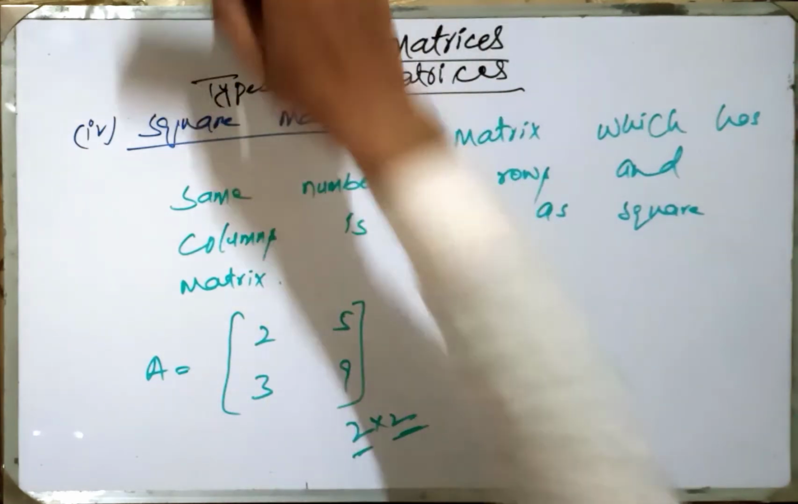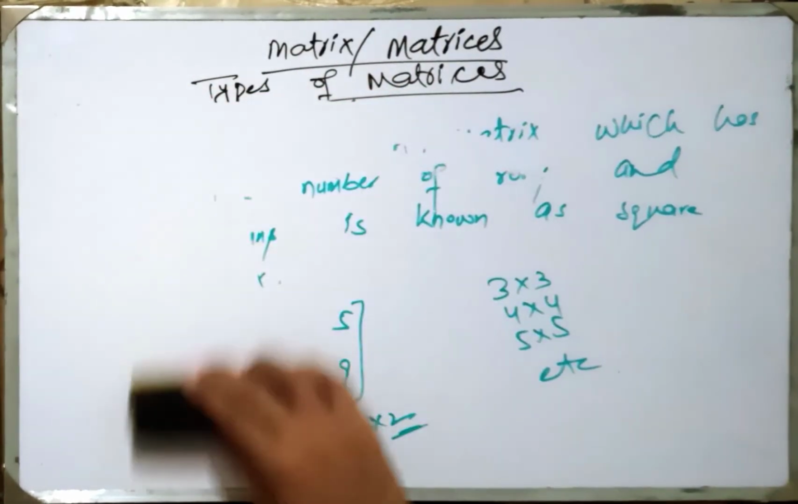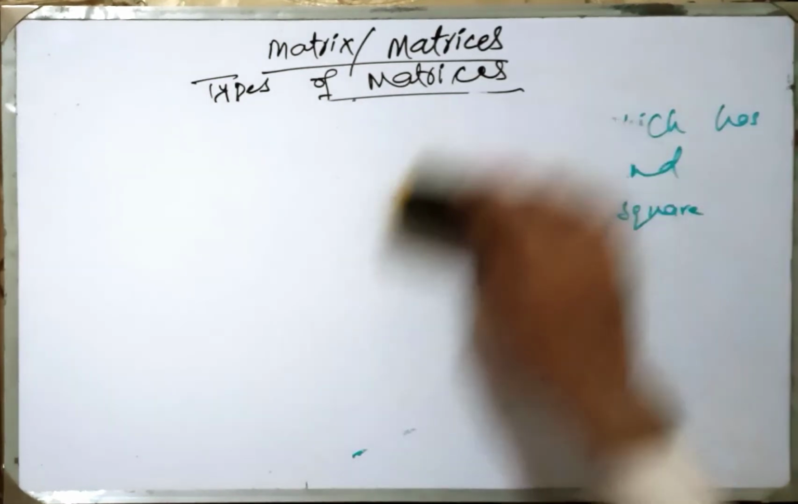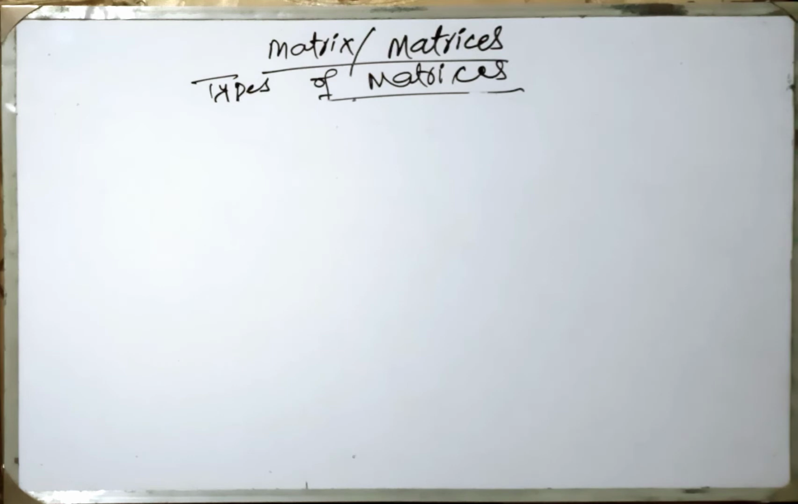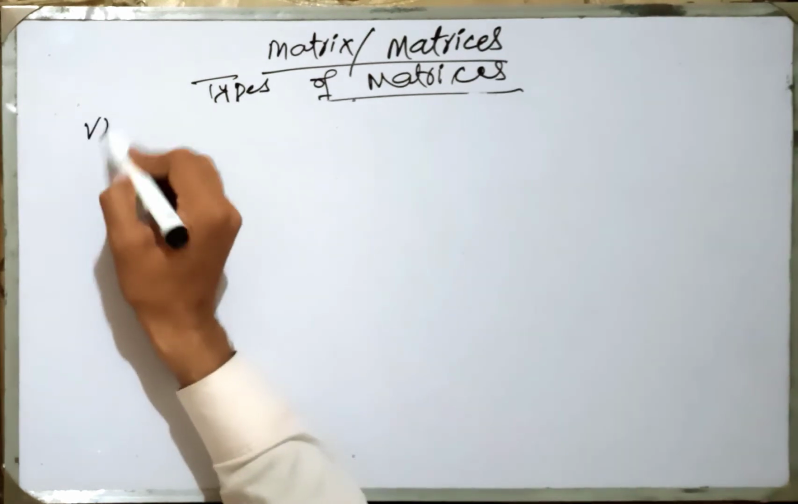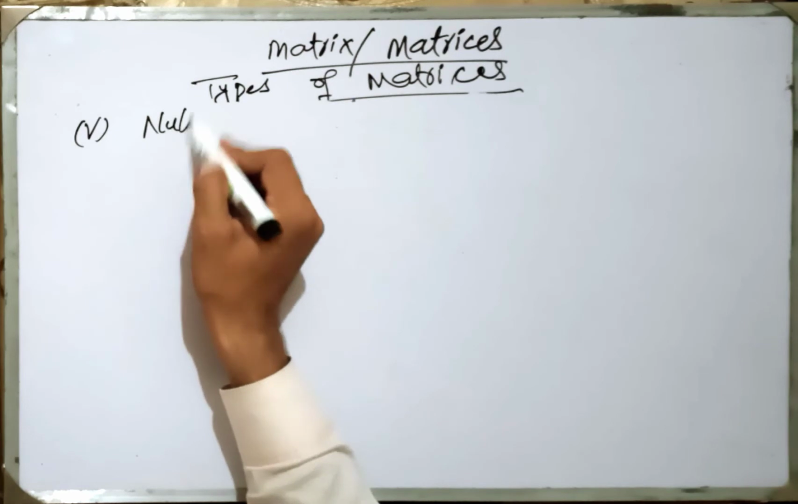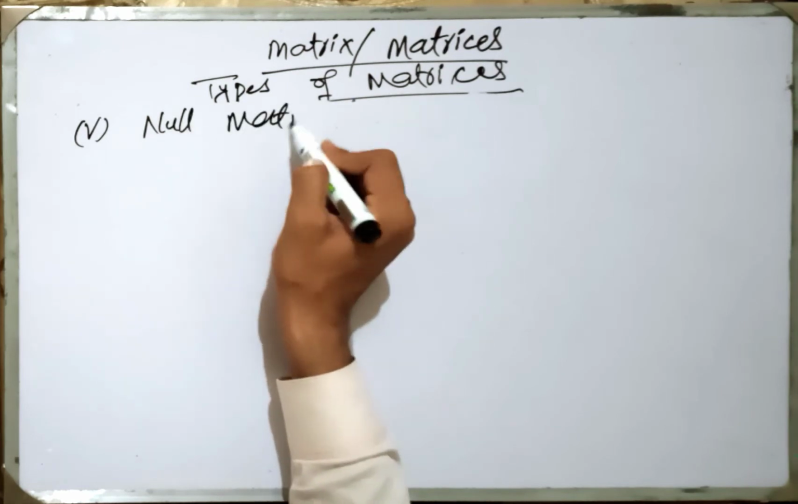Now the fifth type of matrices is zero matrix or null matrix.